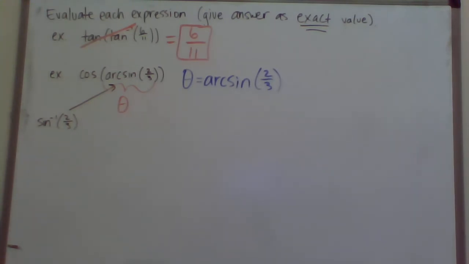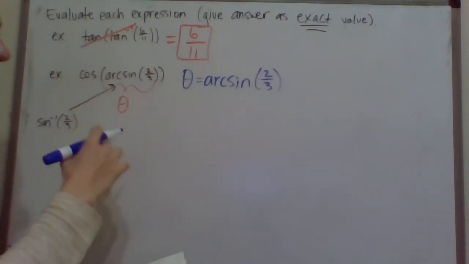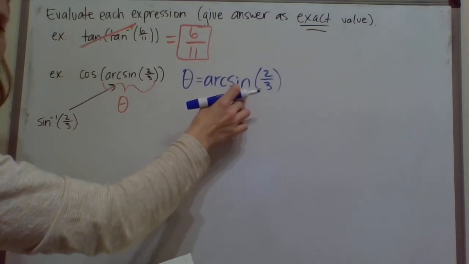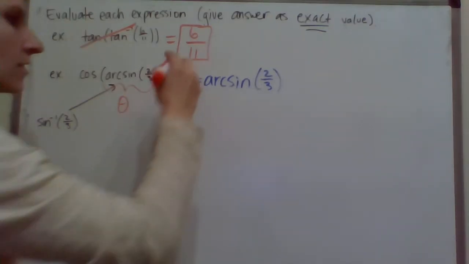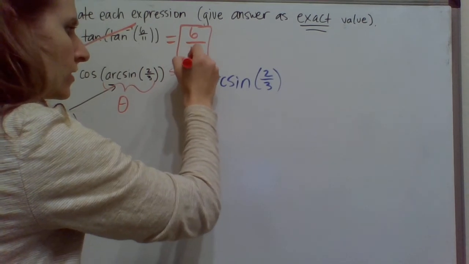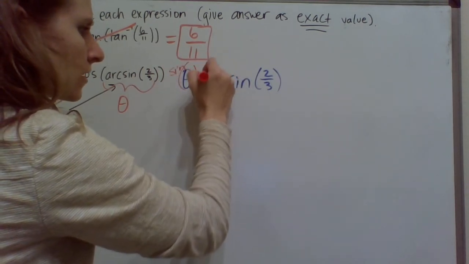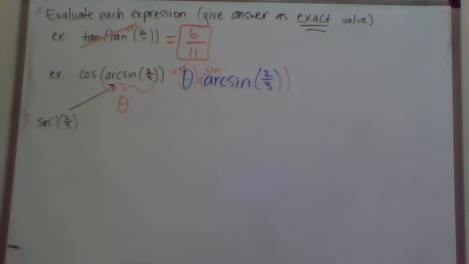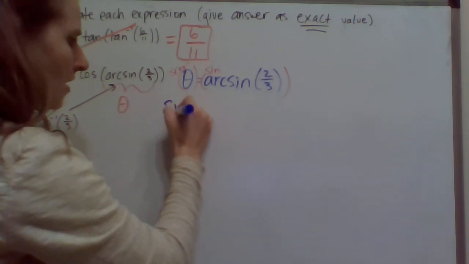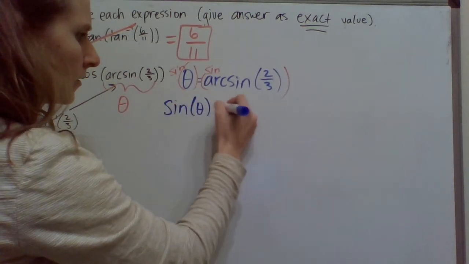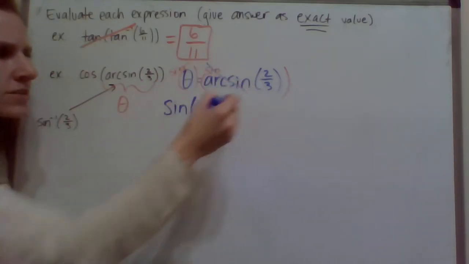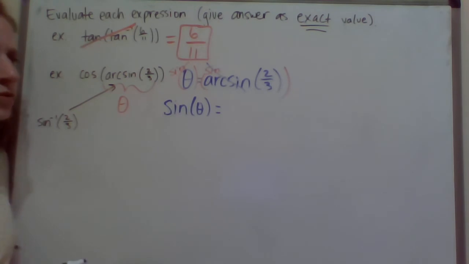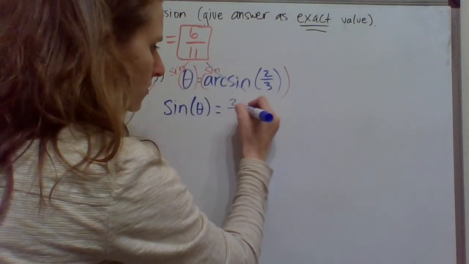Okay, so that means if, again, we want to backtrack here and undo arc sine, I'm going to take the sine of both sides, because that's the opposite. If I take the sine of this side and the sine of this side, on the left side I'm left with the sine of theta, which is equal to, on the right-hand side, the sine of the arc sine. Those are inverses, so they cancel, and all I'm left with is 2/3.